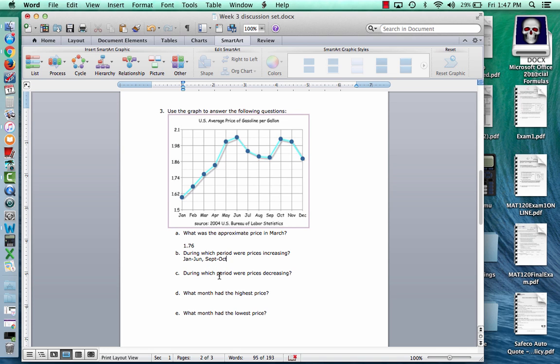During which period were prices decreasing? So we're looking at this part and this part. So the first part is June to September. And the other decrease is from November to December.